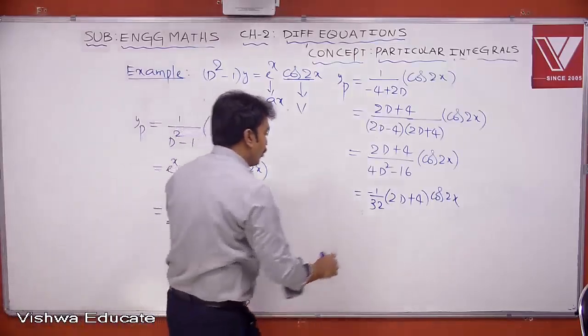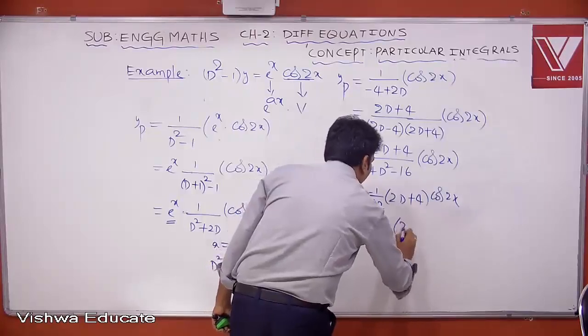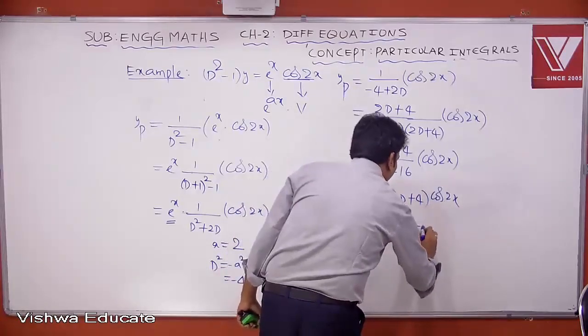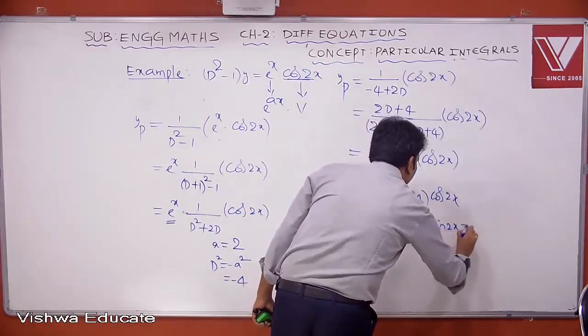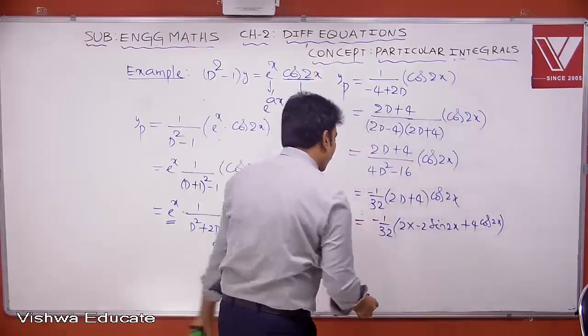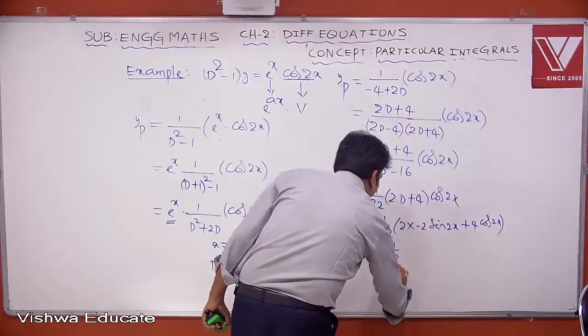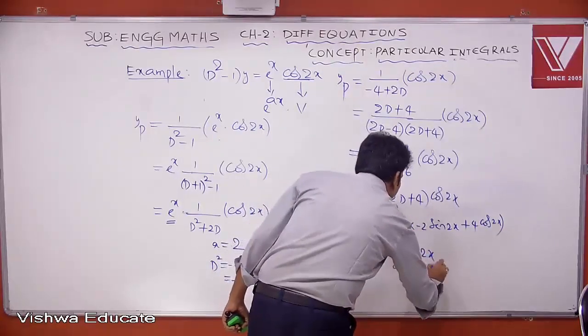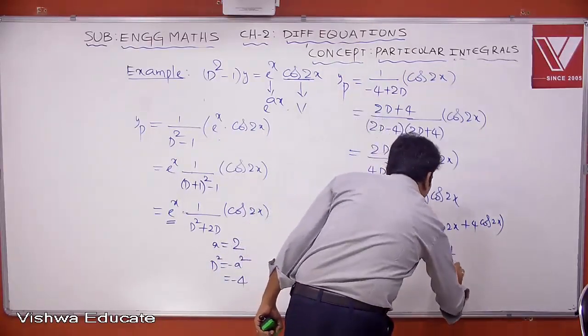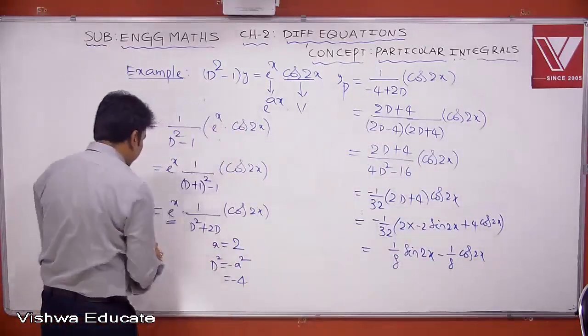So this is minus 1 by 32 into 2 times derivative of cos 2x, minus 2 sin 2x, plus 4 cos 2x. Therefore you can cancel out this 2. We get 4 by 32, 1 by 8 into sin 2x minus 1 by 8 into cos 2x. So this is only this part.